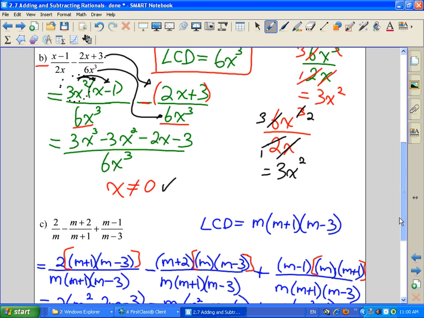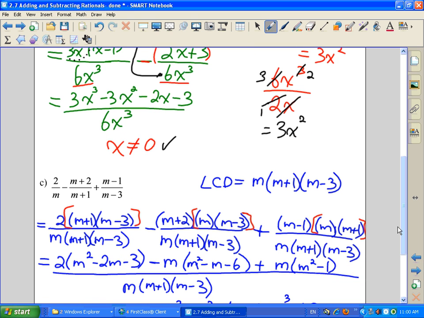All right, moving on to a little harder one. Now we're going to see some factors here. This is a question that's going to take the entire page, and please try doing this with us, okay, ladies and gentlemen? All right, so looking at our lowest common denominator, currently we've got one that's got a factor of m, one that has a factor of m plus 1, and one that has a factor of m minus 1.